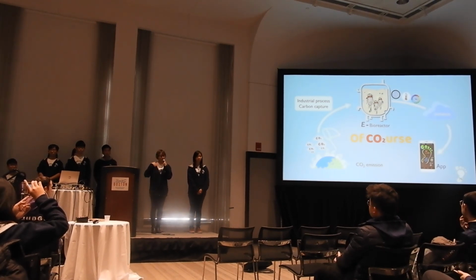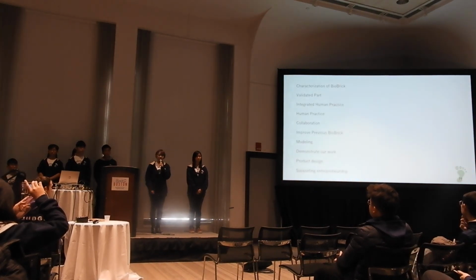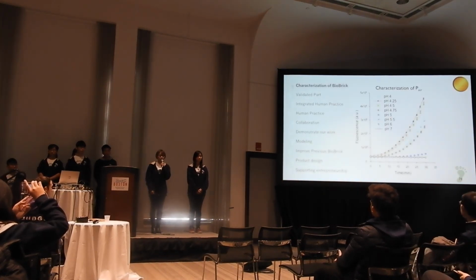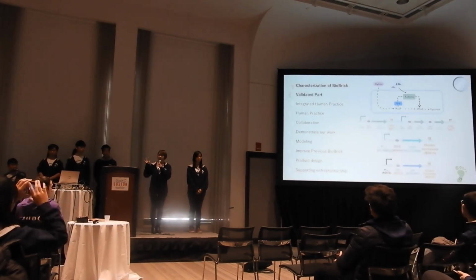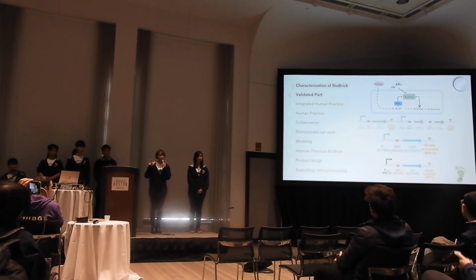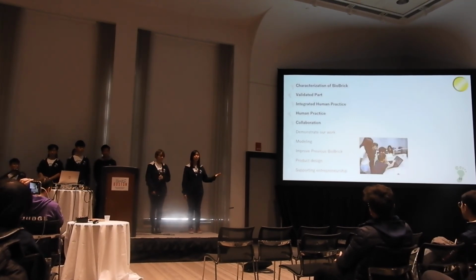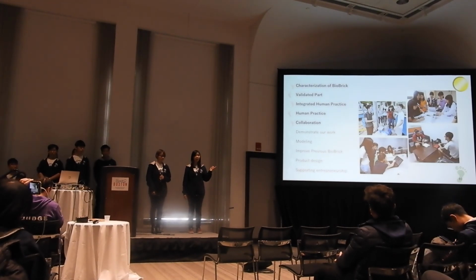Our project was built step by step. In the very beginning, the pH-sensitive promoter was a single proof of concept. Gradually, we constructed three functional parts, allowing E. coli to utilize carbon dioxide. Through the feedback of all human practice activities, we confirmed that our project is applicable in an industrial setting.